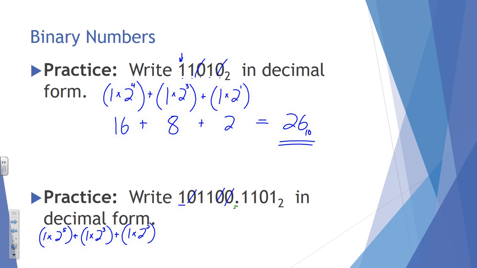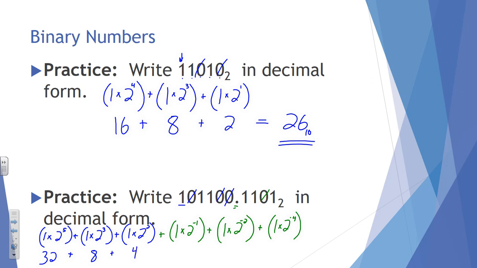Continuing on past our binary point, I'll do that in green. We have 1 2 to the negative 1. We have 1 2 to the negative 2. We don't have any 2 to the negative 3rd power, but we do have 1 2 to the negative 4th power. Okay, so what are the actual decimal equivalents of these 6 binary places? Our 2 to the 5th is worth 32. Our 2 to the third is worth 8. 2 to the second is worth 4.